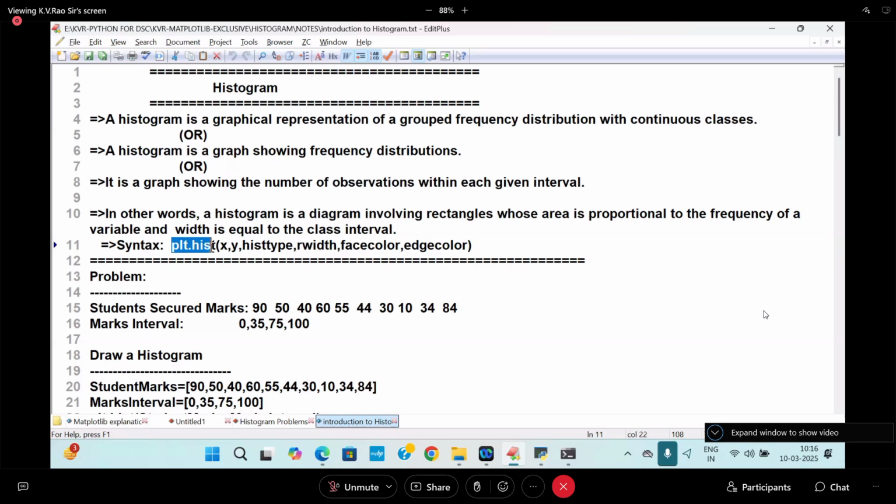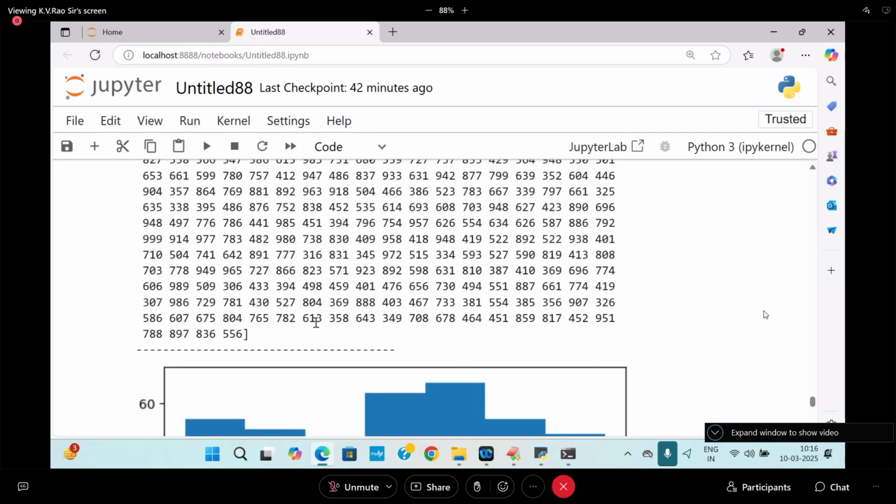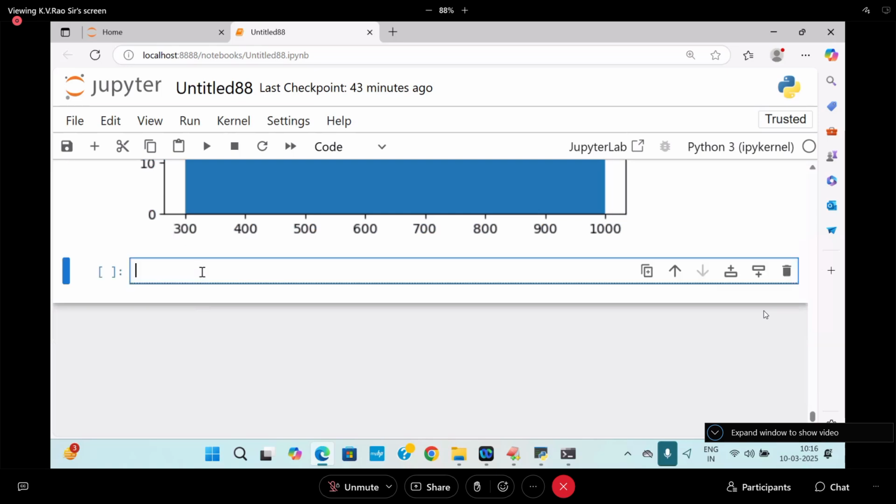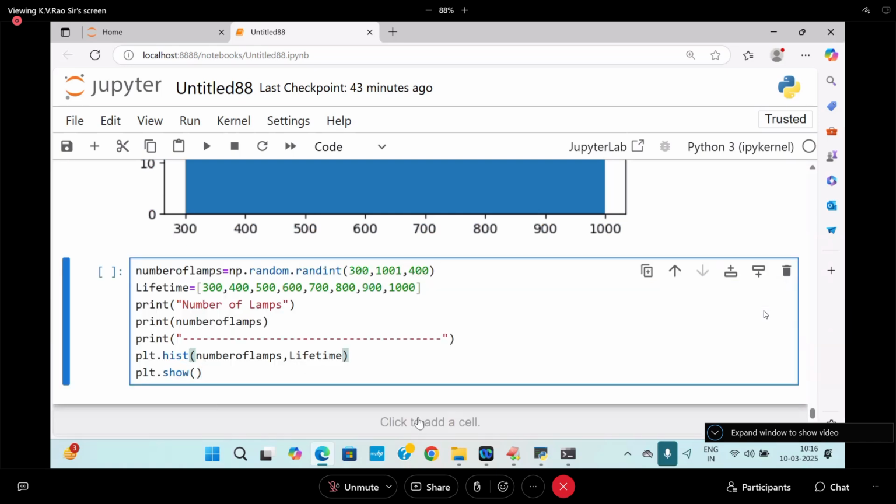Example: plt.hist(x, y, histtype, rwidth, facecolor, edgecolor). Face color, I did not mention it. If you want to mention face color, you can. So I'm going to write it here: facecolor is equal to something like green, or yellow. By seeing the color, don't get tension. Edgecolor is equal to what? Red. Edgecolor is equal to red.